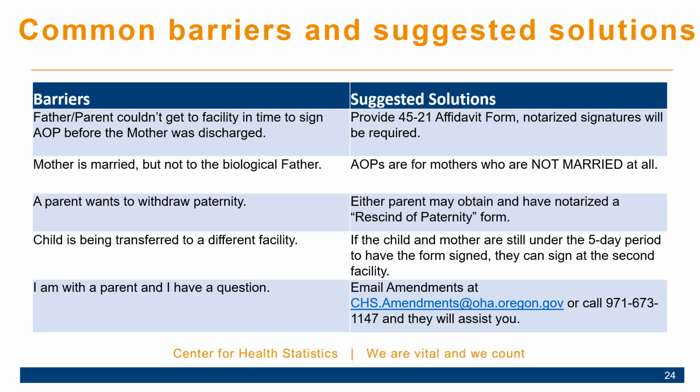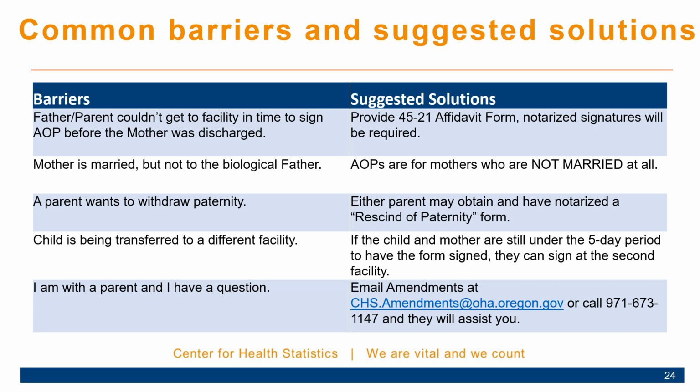Next, what happens if a child's being transferred to a different facility? So if the child and the mother are still under that 5-day period to have the form signed, then they can sign at the second facility. So the second facility would forward the documents, whether it's the acknowledgement of paternity or the birth parent worksheet. They forward those documents to the first facility because the facility where the child is born is the one that's responsible for reporting the birth, and you would need the acknowledgement of paternity for the father's information to enter into OVERS.